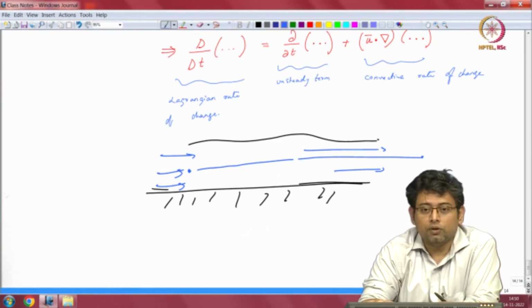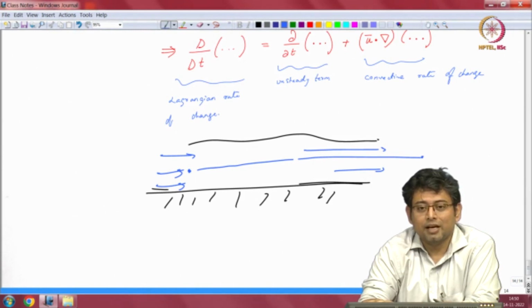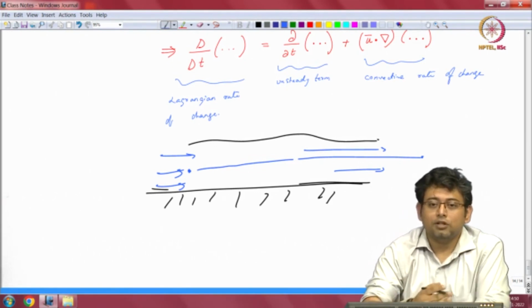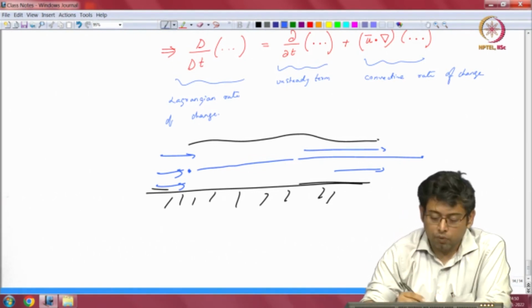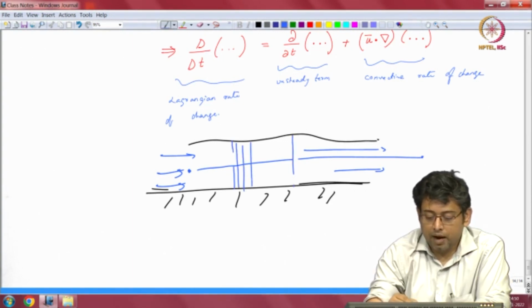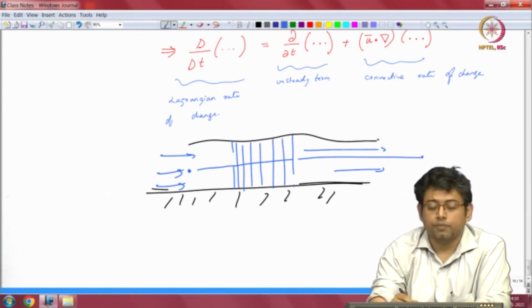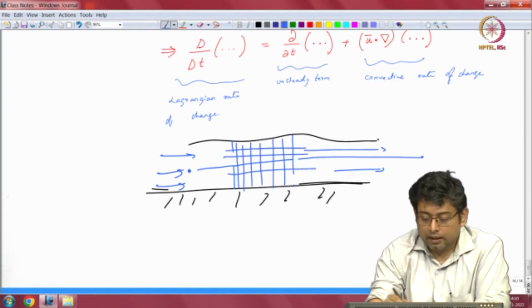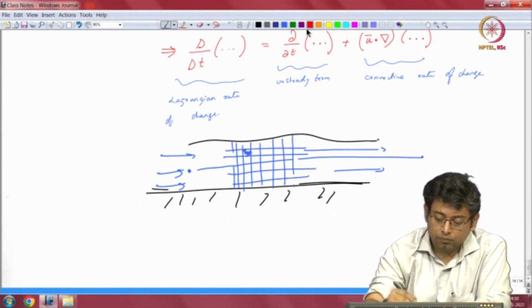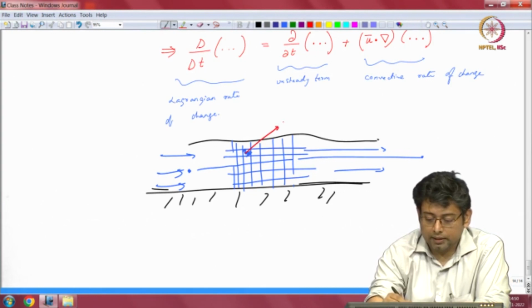So what do we usually do? Well, when you are, as I said, maybe in Haridwar sitting next to the Ganges, you focus your view onto a small and limited section of the river, and then you just notice the patterns that come through. So we do the same thing in fluid mechanics. We divide this entire thing into small grid points, and there is some velocity that is associated with this.